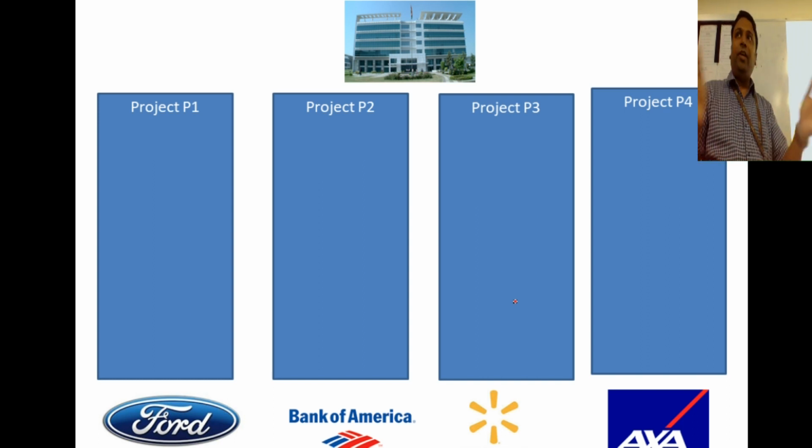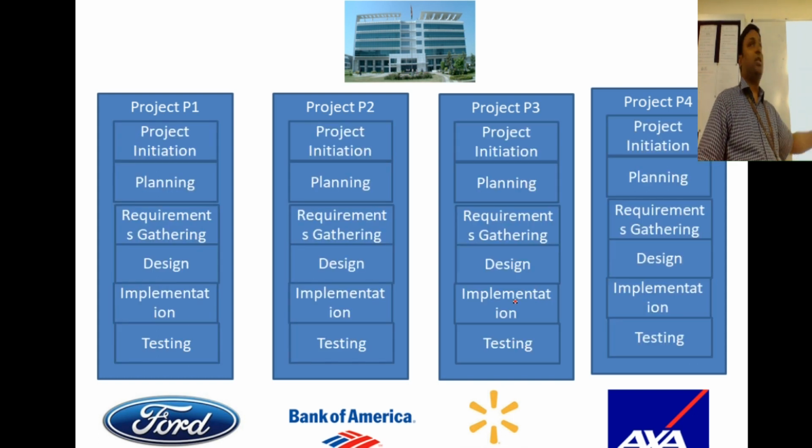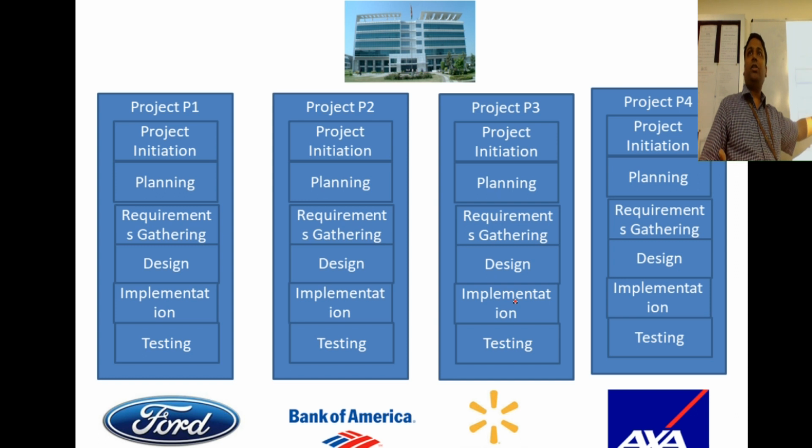And for Ford itself, we can have many projects running. Say you consider an IT firm like Deloitte or McKinsey or TCS or Wipro, they will be delivering many projects for every organization. For Ford, you can have 10 projects going on parallelly. Like that, you have many clients. Bank of America is one different account, Walmart is another different account, AXA is another different account. Assuming that we have one project for every client, the process remains the same across the projects. So what is the process? Initiation, planning, requirements gathering, design, implementation, testing, deployment, maintenance. So the process remains the same across different projects for many different clients.